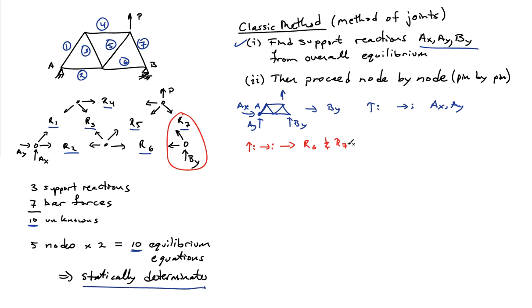I could then, for instance, move over to node A if I wanted. I already know AX, or at this point I know AX and AY. So again, equilibrium in the vertical, equilibrium in the horizontal would tell me what R1 and R2 are. Knowing those two quantities, I can now, say, move off to the top left node.